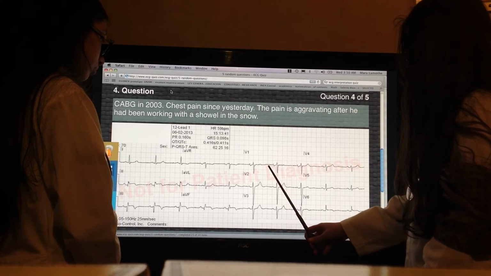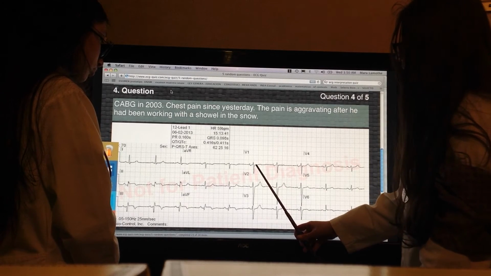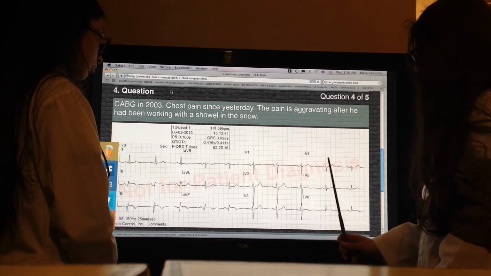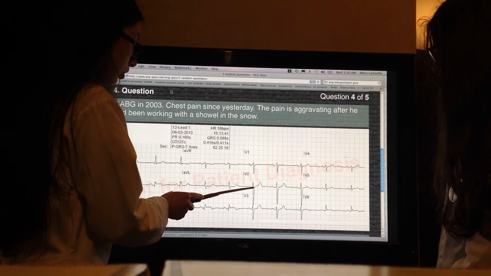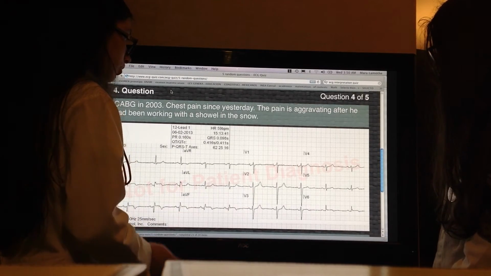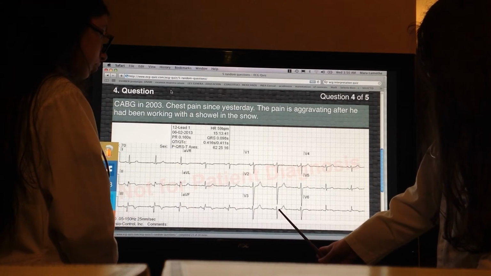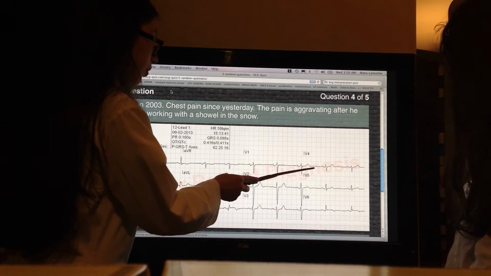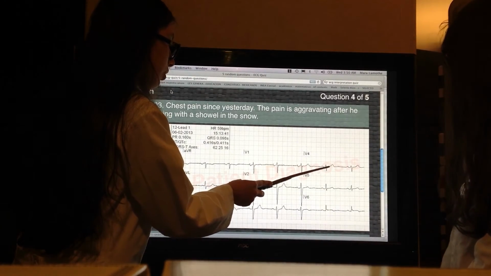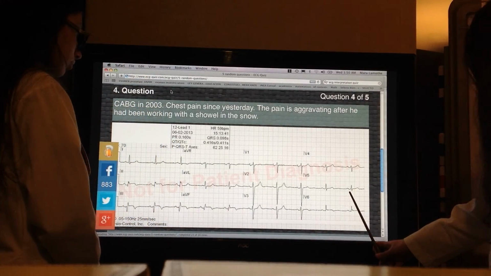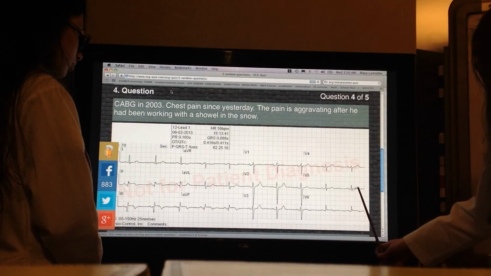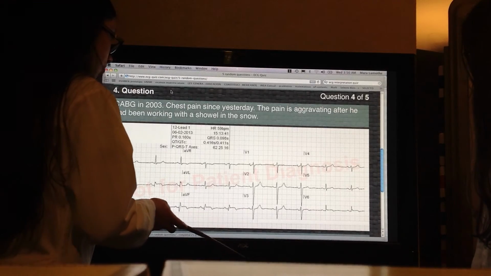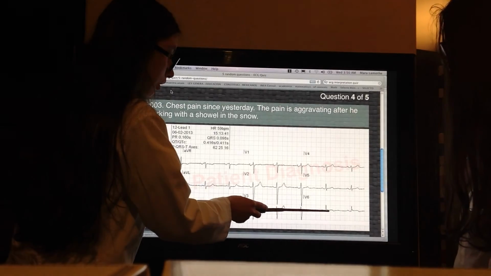In V1, the J point is isoelectric. In V2, the J point is like isoelectric. In V3, the J point is isoelectric or maybe a little depressed. In V4, the J point is like isoelectric. In V5, the J point is isoelectric or a little elevated. In V6, the J point is isoelectric.